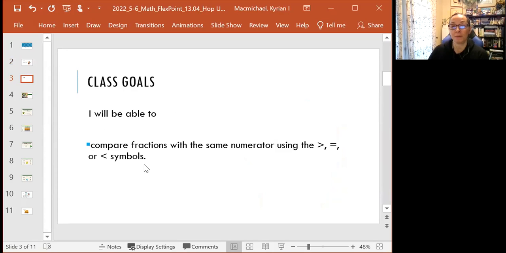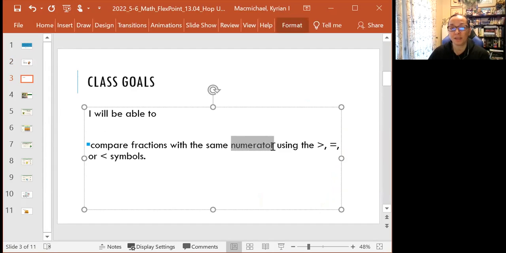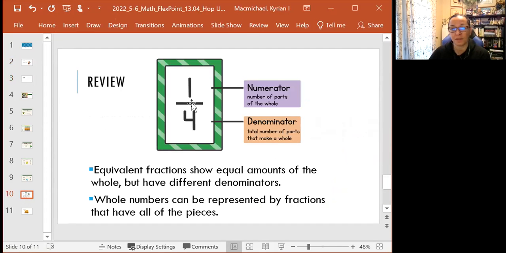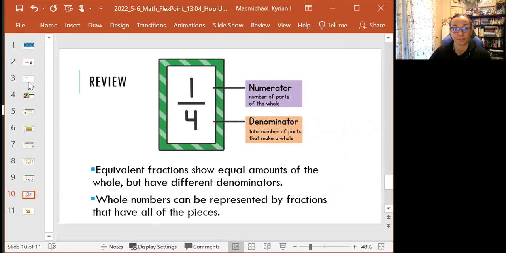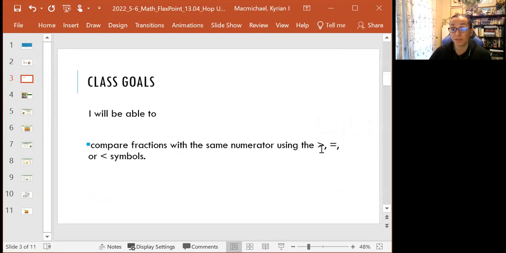Yesterday, we looked at comparing fractions with the same denominator. We know the denominator is down on the bottom, but today we're going to look at comparing with the numerator, and the numerator is the number on the top. Remember, the numerator is the number of pieces that we have, and the denominator is the number of pieces that the whole is cut into. So we're going to use those greater than, equal to, and less than symbols.